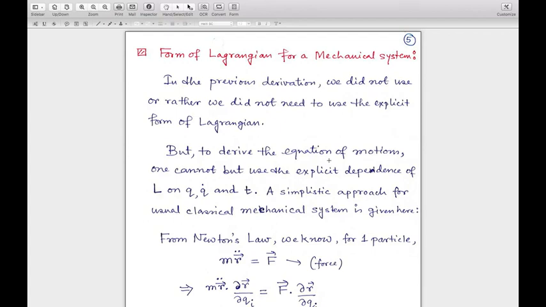So in this subpart of lecture number 5 of Physics 401A, we will discuss the form of the Lagrangian for a mechanical system. As you have already noticed, in our previous derivation of the Euler-Lagrange equation, we did not need to use the explicit form of the Lagrangian, right?